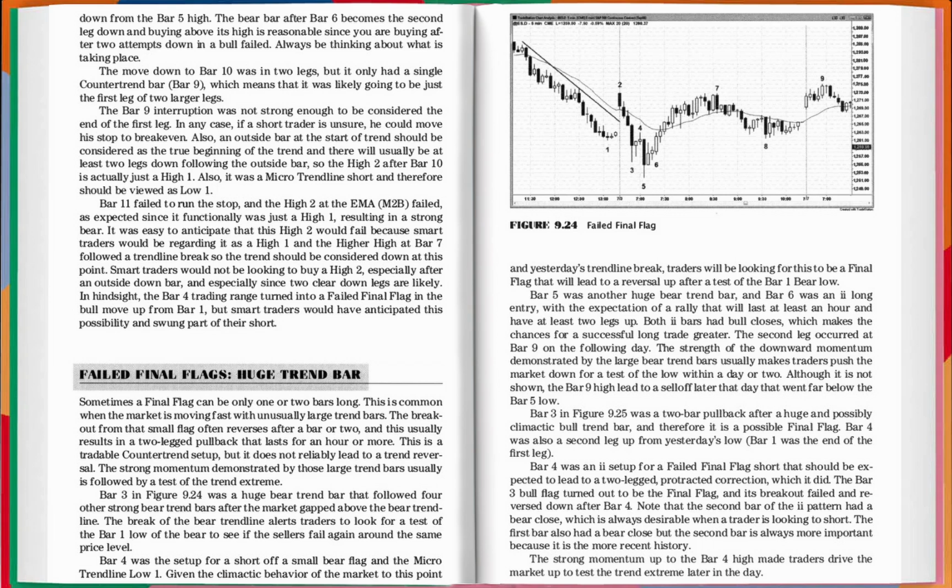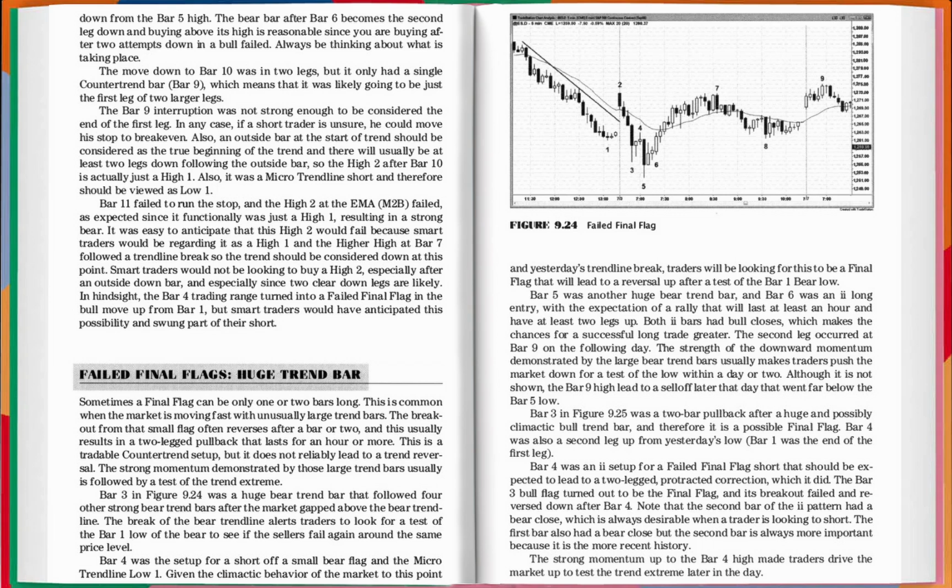The move down to bar 10 was in 2 legs, but it only had a single countertrend bar 9, which means that it was likely going to be just the first leg of 2 larger legs. The bar 9 interruption was not strong enough to be considered the end of the first leg. In any case, if a short trader is unsure, he could move his stop to break-even.